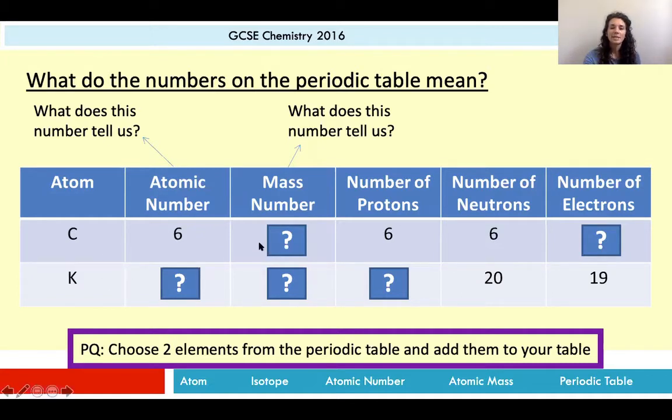Mass number is the number of protons and neutrons inside the nucleus, so inside the centre of the atom. So now that I've gone through that, you can pause the video and have a go at filling in the blanks in this table.